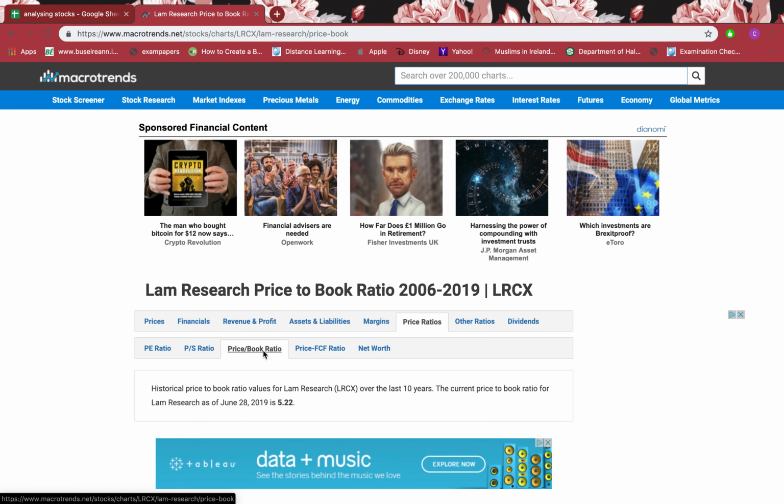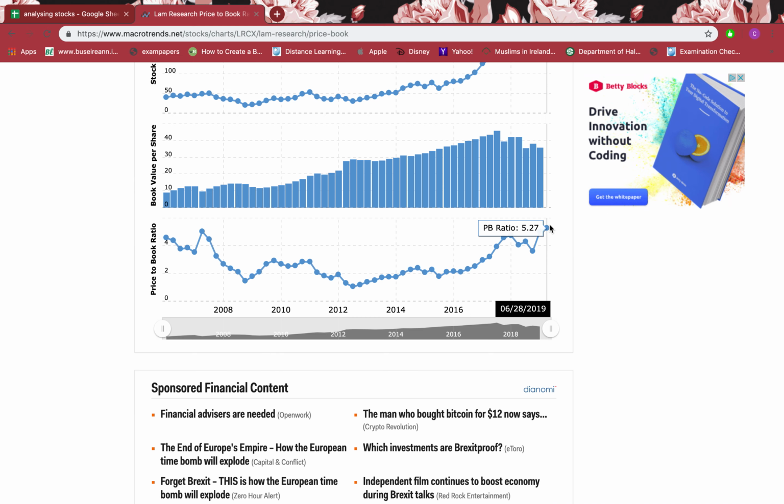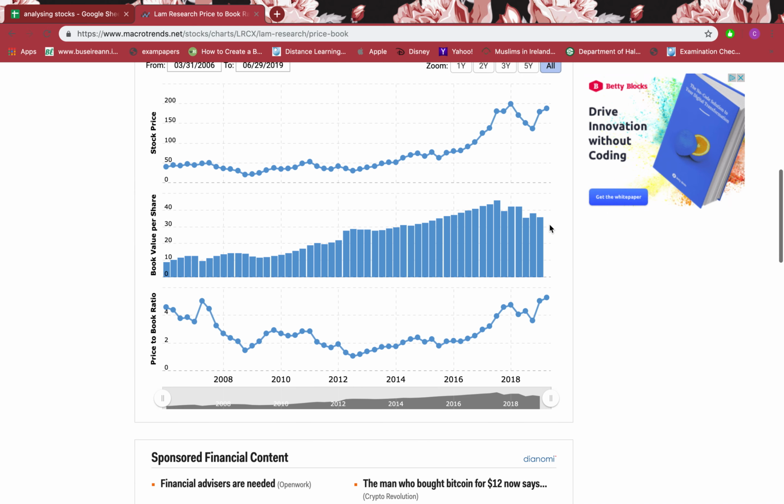I've gone to price book ratio, and I can see that the price book ratio is 5.27, which means that if somebody buys the stock right now, they will be paying 5.27 times more than what the actual book value is. So it means the stock is very expensive right now. But if they bought in December 2018, they would have paid 3.5 times. So it was cheaper then, but still more expensive than the book value.